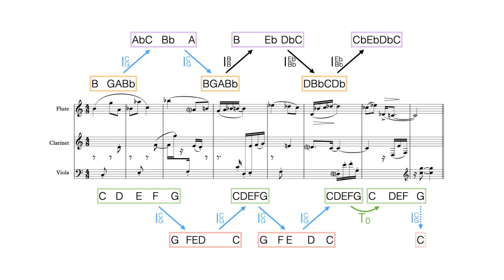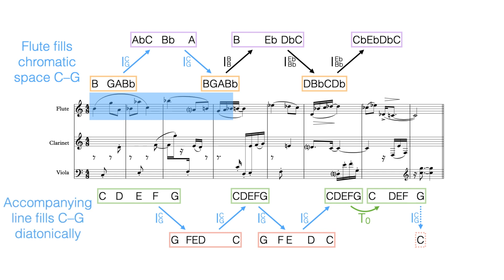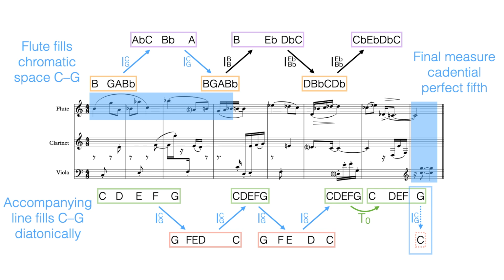The two parts also share a common interest in the space between C and G and in directing their motion towards C. The flute melody fills that space chromatically in its first three series statements, G, A flat, A, B flat, B, C. The accompanying line fills that space diatonically again and again, C, D, E, F, G. In the final measure, we hear that perfect fifth all alone as a cadential sonority.